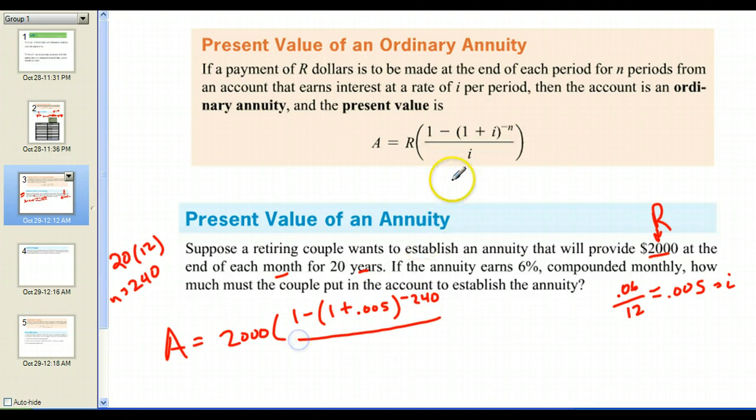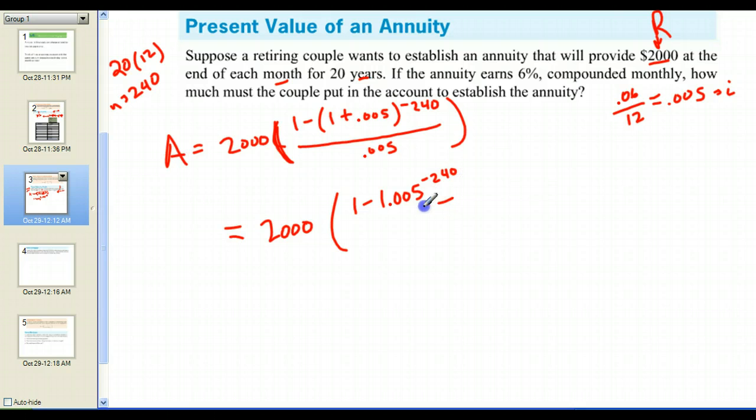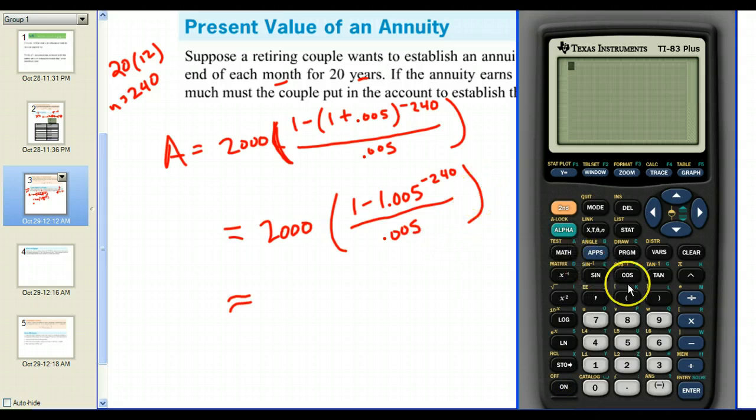All that over I again, right, which is 0.005. And that's what we're multiplying this 2,000 by. Now I'm going to simplify it again just like I did before. So 2,000 times parentheses 1 minus, 1 plus 0.005 is just 1.005 to the negative 240 power all over 0.005. Then throw this into your calculator once you're ready to do it.